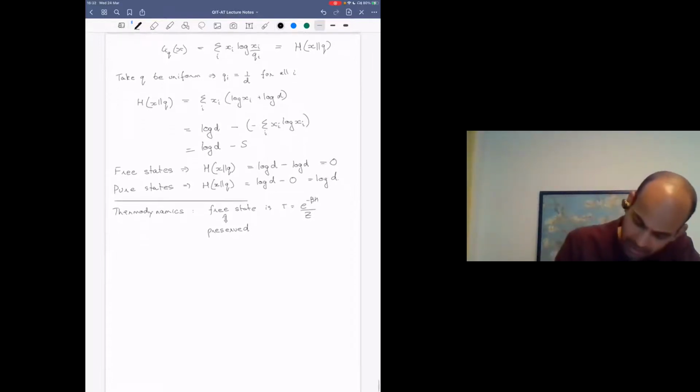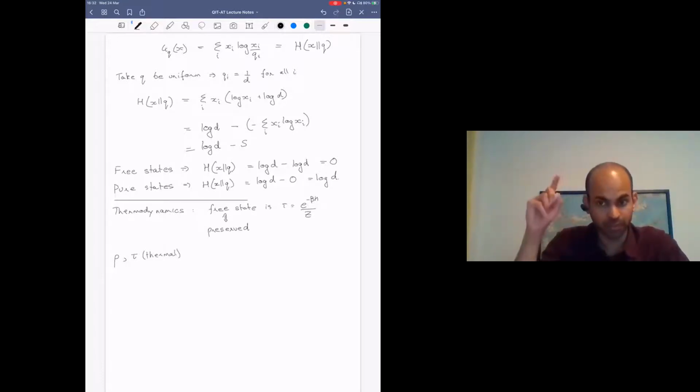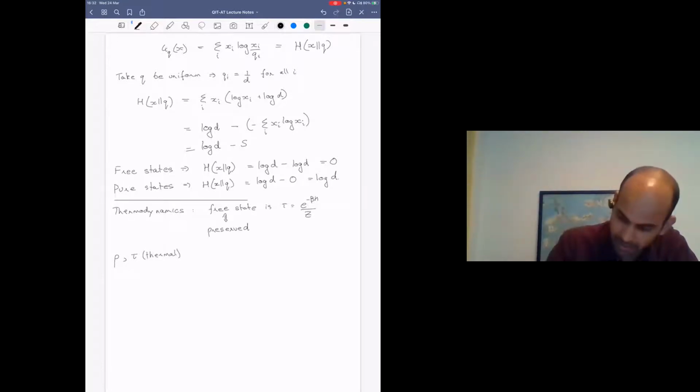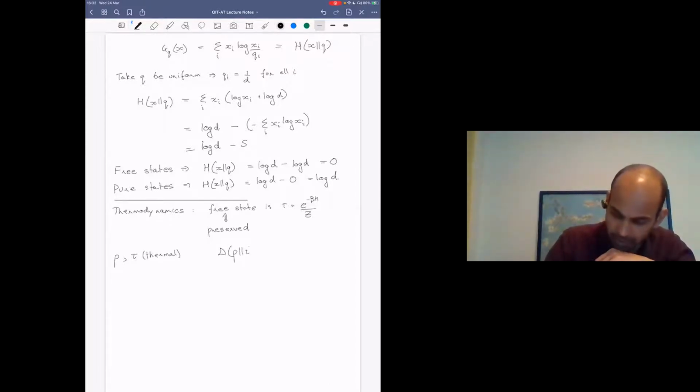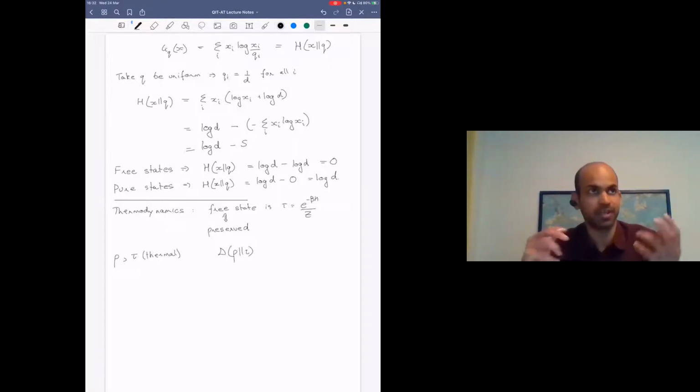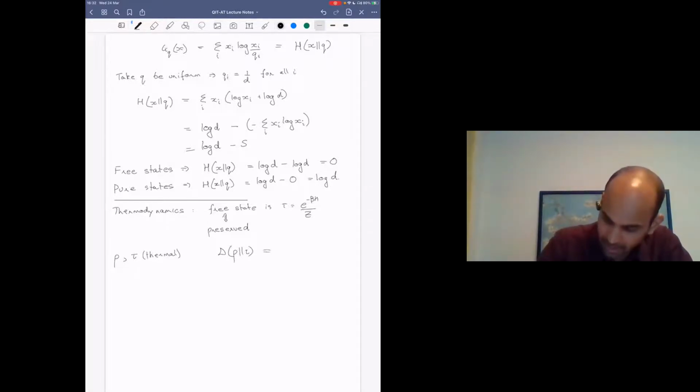And in particular, if we take a state rho, and we take tau, which is thermal, we can always find the quantum relative entropy between rho and tau. This is called the Renyi divergence of rho versus tau, which is defined in a similar manner as the above relative entropy. And this turns out to be equal to beta times the free energy difference of rho minus that of tau.